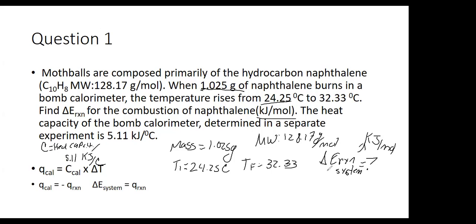And I already saw, what do I need to solve for? Well, I need to solve for delta E reaction or delta E system, which is given in this equation, right? So I need to solve for this. To get delta E system, I need delta Q reaction. To solve for delta Q reaction, I need to solve for delta Q calorimeter, because any heat from the calorimeter must have come from my reaction. To solve for delta Q calorimeter, I have this equation where it's the heat capacity of the calorimeter multiplied by the change in temperature.